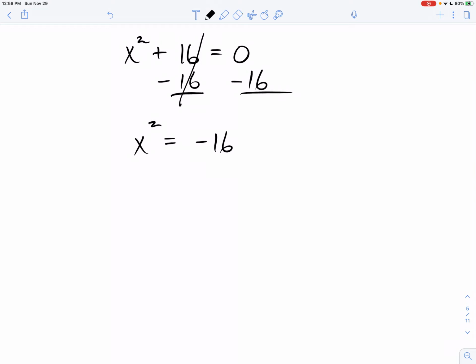Take it away now. Root, x equals plus or minus. Now don't forget to poke out your eyes. And then what's the square root of 16? It's just 4. And then you go, plus or minus 4 eyes.